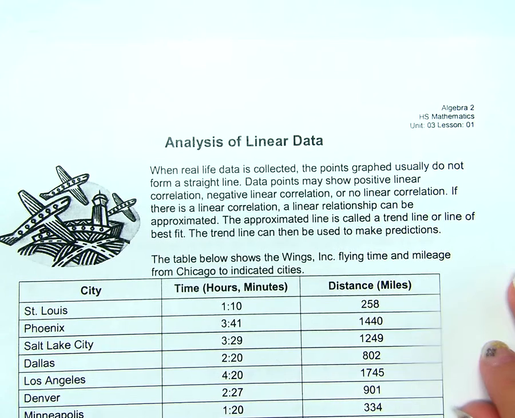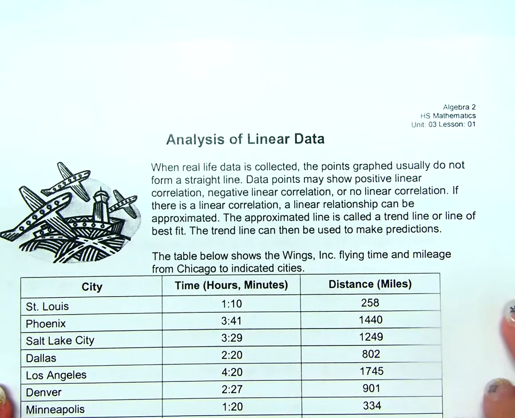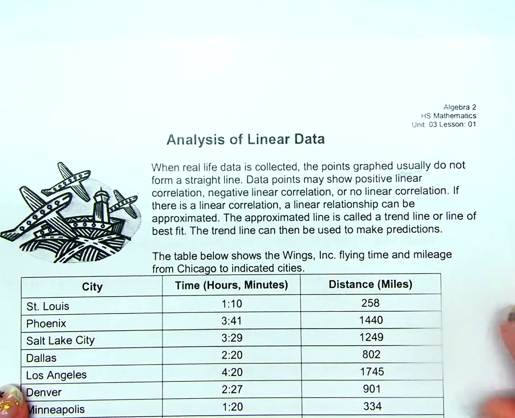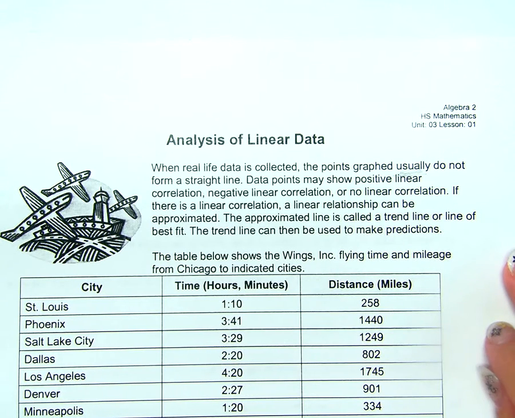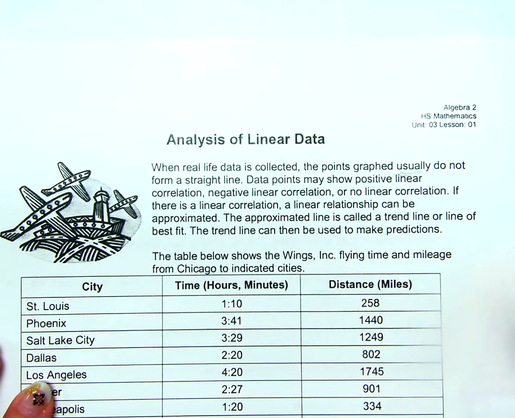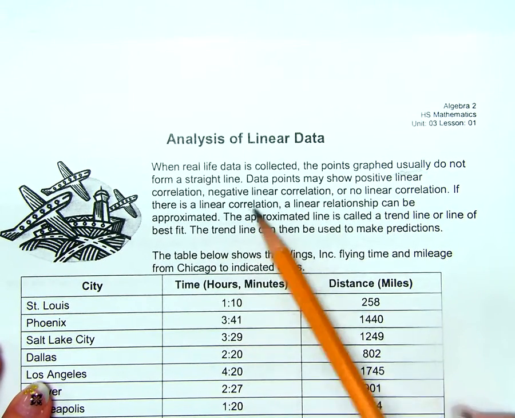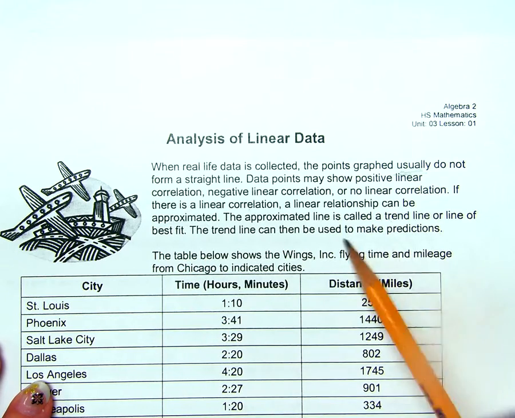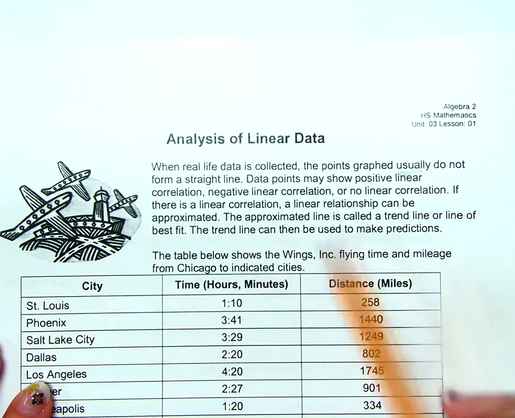When real-life data is collected, the points graphed usually do not form a straight line. Sometimes they do, but most of the time they do not. Data points may show positive linear correlation, negative linear correlation, or no linear correlation. If there is a linear correlation, a linear relationship can be approximated. That approximation is called a trend line or line of best fit.